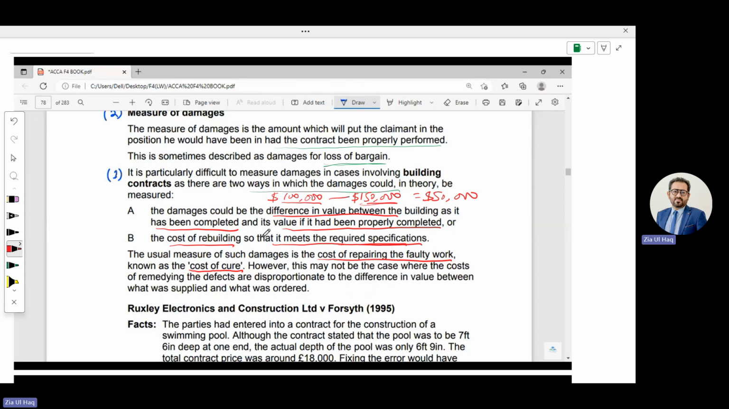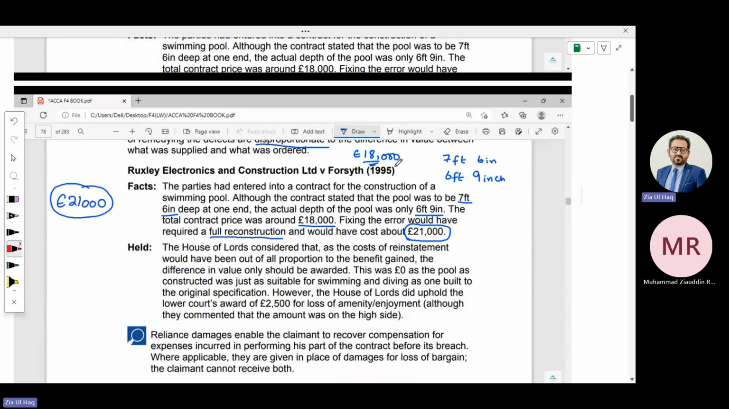It means to convert the building according to his specification, whatever extra cost is required, that a contractor, the guilty party, has to pay as damages. However, this may not be the case where the cost of remedying the defects is disproportionate to the difference in value between what was supplied and what was ordered. And this we can understand through a case.